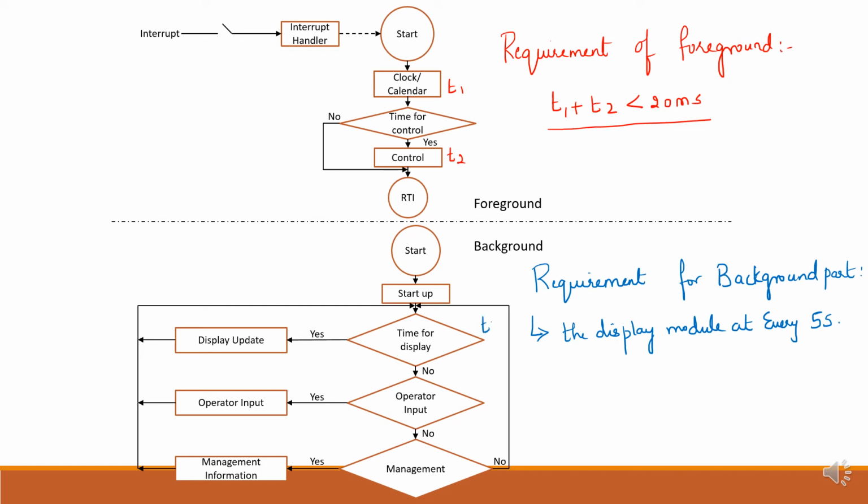If you assume T3 as the maximum computation time for the display module, T4 for the operator input module, and for the management information module the computational time is T5, we can write one more requirement, that is, the max of T3, T4, T5 can run within 10 seconds. Since these are soft time constraint based modules placed in the background, I can give 10 seconds, 20 seconds or anything. It is not standard, so we can relax with respect to the time. Whereas in the foreground task we saw that there is no relaxation.